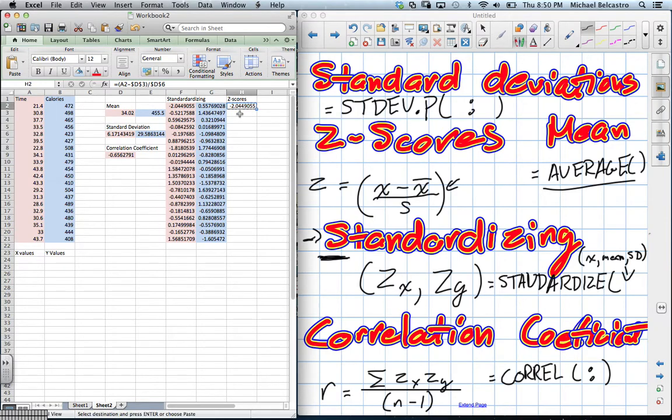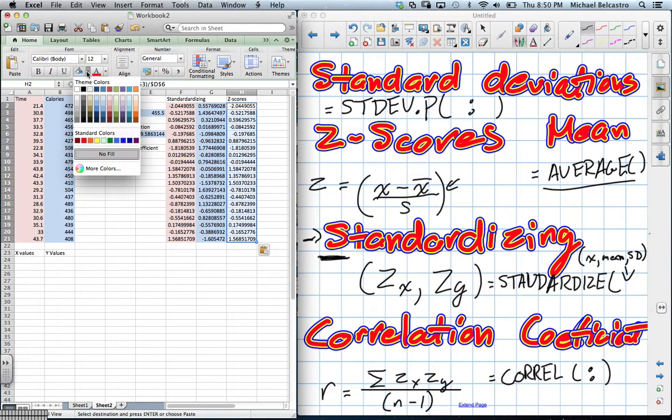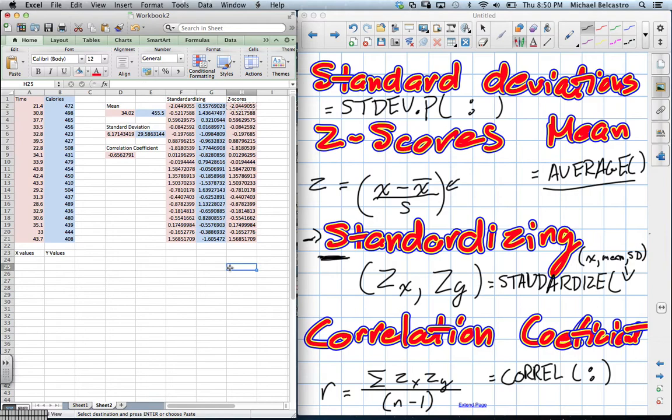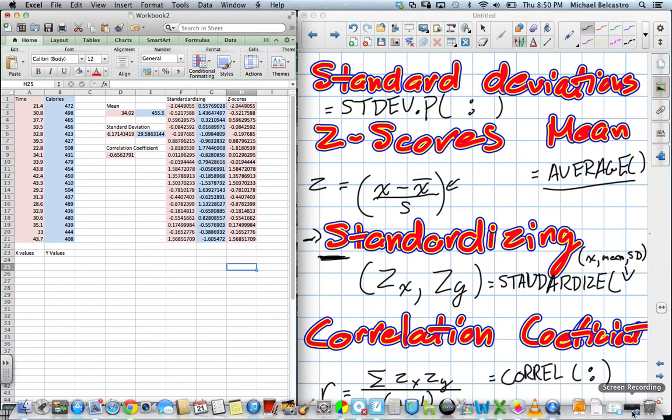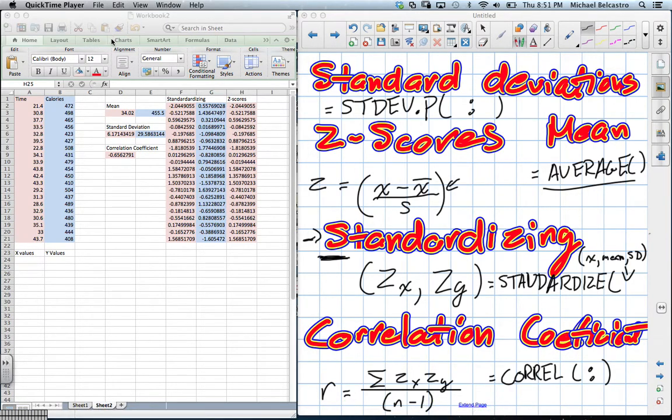And that does the z-score for that one. And all you have to do is copy and paste. And those are all the z-scores for the pink one. And you would just repeat the process for the other one. Does that make sense? Yeah. Okay. 7 minutes. Not so bad.